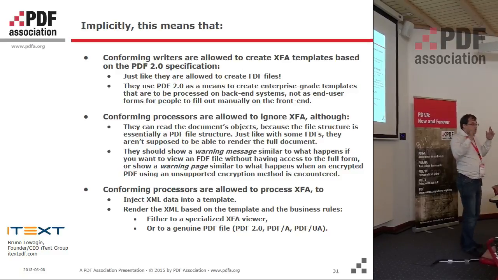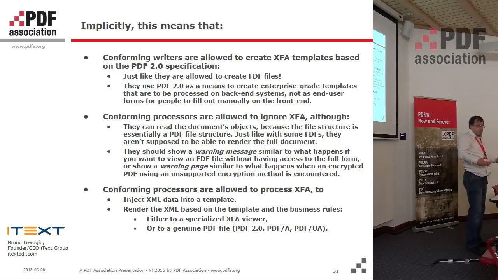Just like, for instance, if you have an FDF and you don't have the corresponding full form, a PDF reader can still get the objects from the FDF. And so that could be interesting. But of course, processors should show a warning message, similar to what happens if you want to view an FDF file without having access to the form, or a warning page, similar to what happens when you have an encrypted PDF and the viewer doesn't support the encryption. Then there's something called the unencrypted wrapper. So that could be introduced for XFA too.